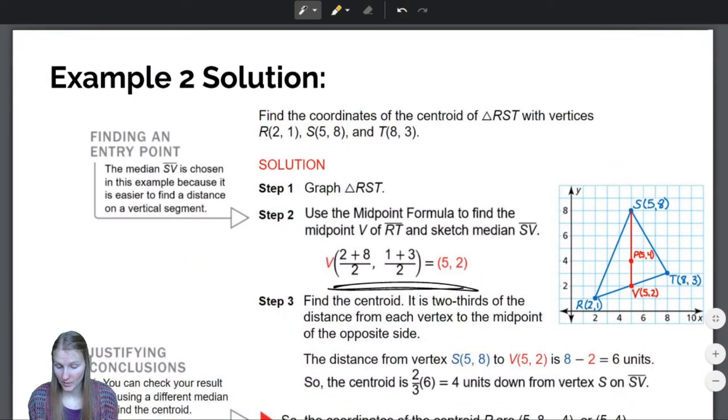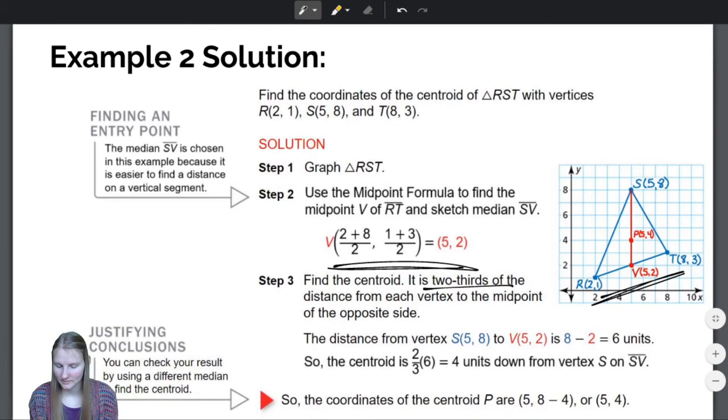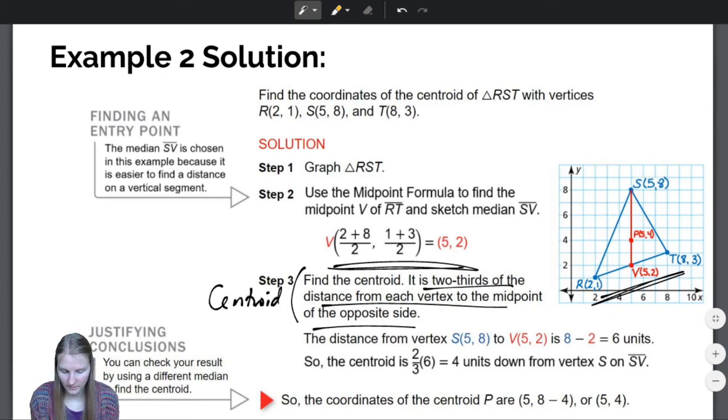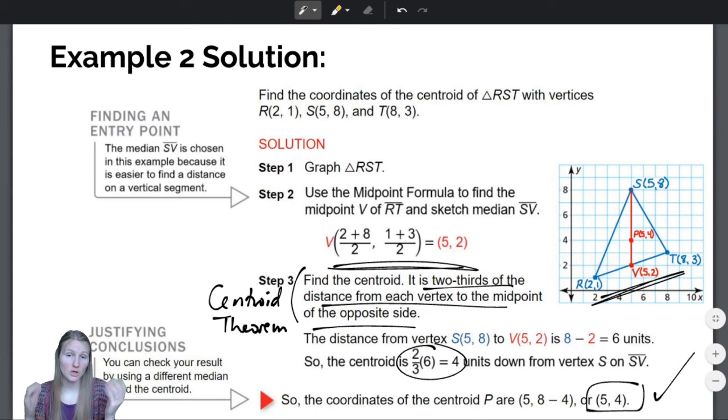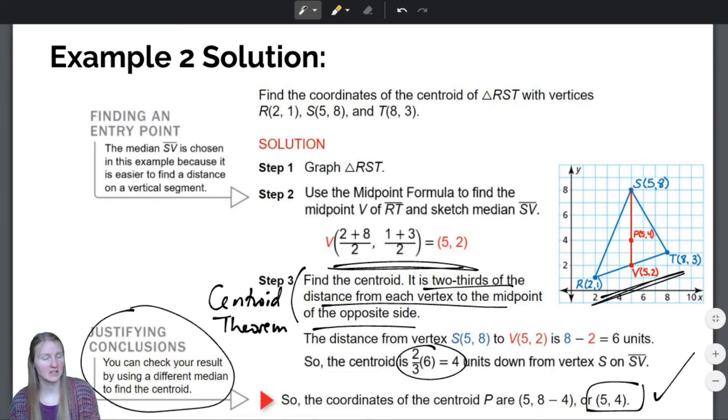So they found the midpoint of side RT just like we did, and then they used the centroid theorem. This is the centroid theorem right here. So they did 2/3 times 6, which is 4 units down, so the coordinates are 5, 4. So they used way number 2. Remember, you get to use whichever way that you like best. So, oh, and you can check your answer by using different medians. For sure, I love that. Wonderful.